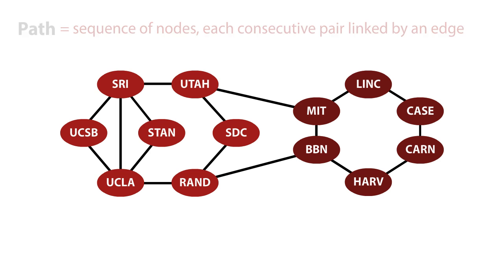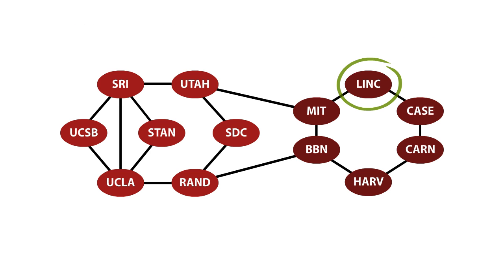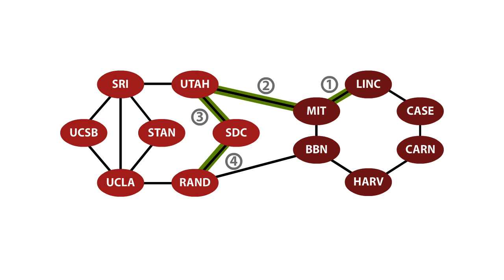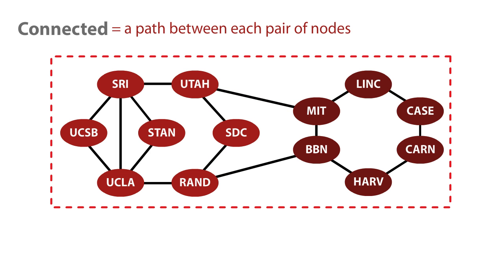And so, for example, if I wanted to get from the internet node at Lincoln Labs to the one at RAND, I could say, how should I get there in a sequence of hops, right? So a packet at Lincoln could go, for example, through MIT, then on to Utah, through SDC, and down to RAND, and that would be a 4-step path that would get me there. We'll say that a graph is connected if there's a path between each pair of nodes.